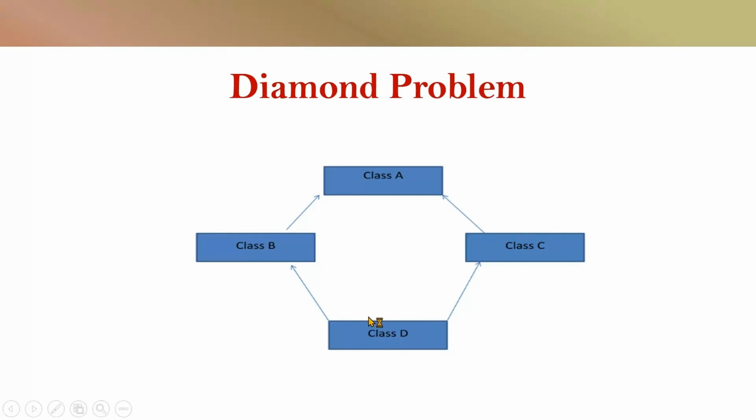Now here the compiler doesn't understand whether it should call the overridden method from B or C, because D is extending from both B and C. The method is here and the same method is here also. So whenever I create an object of subclass D and call the method, the compiler doesn't understand whether it should go for B or C. That is a problem in multiple inheritance, and if you run into this problem, it is called the diamond problem.